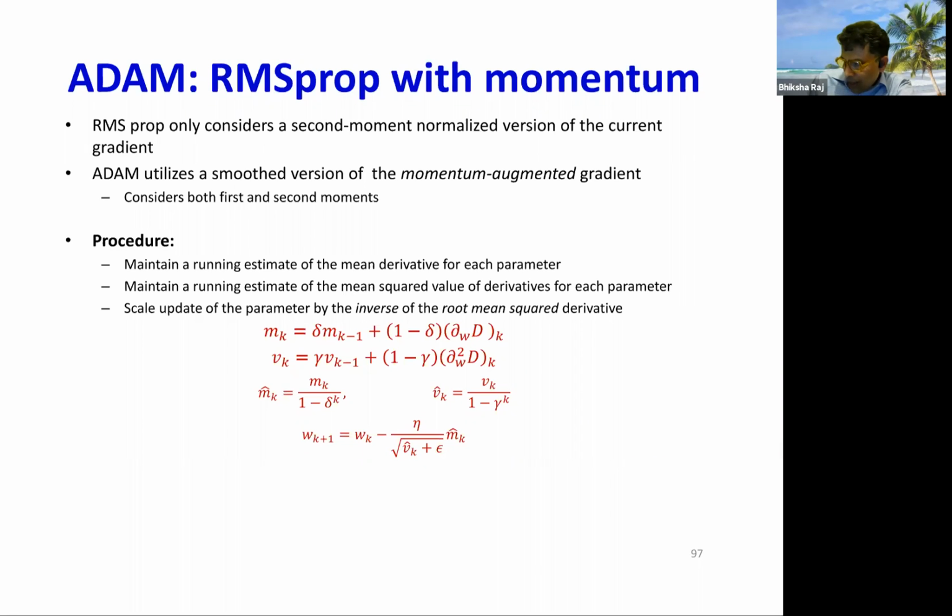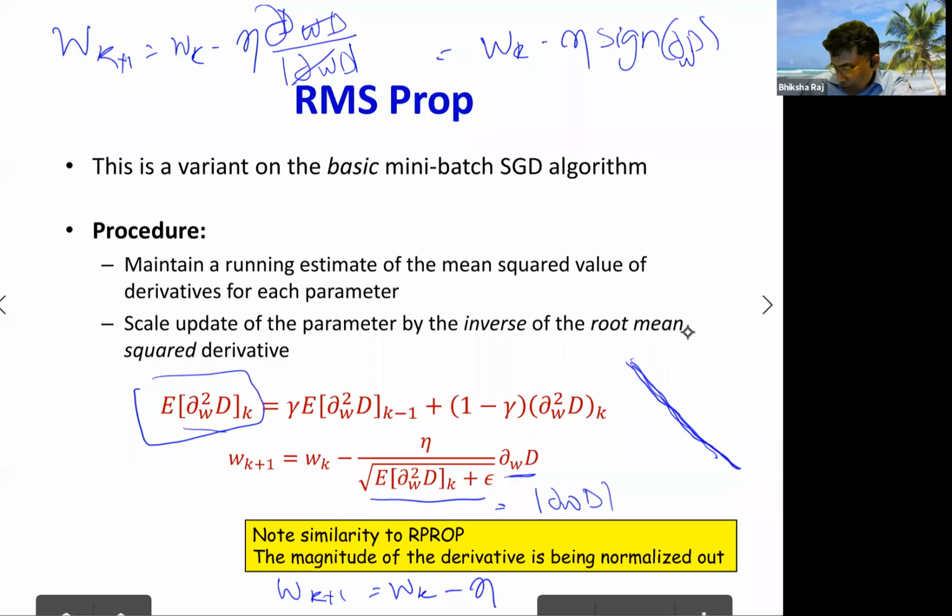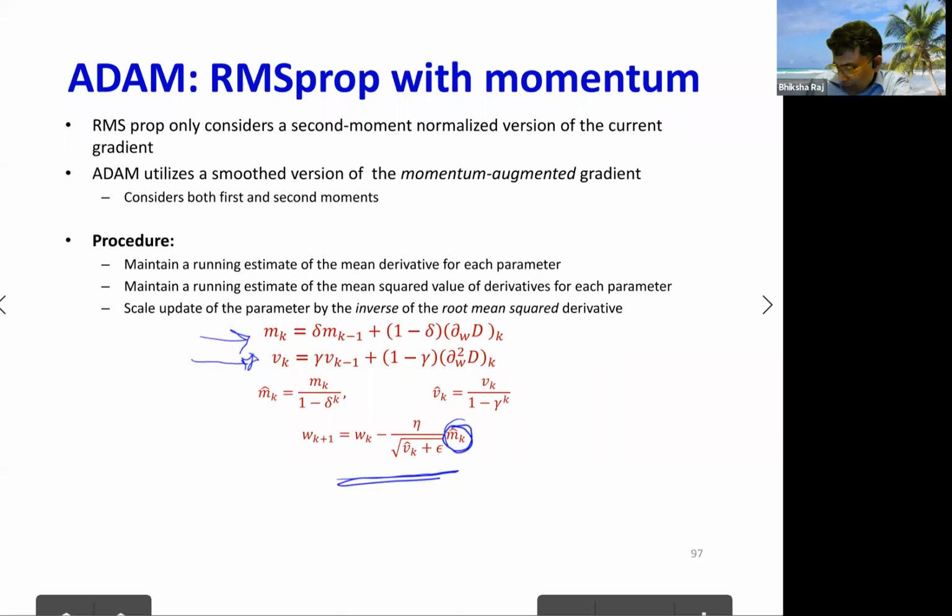So to do so, now you maintain two running averages. First, it maintains a running average of the mean of the derivative for each parameter. But then it also maintains a running average of the mean squared value, just like RMSProp for each parameter. And then the update rule over here is using the running average of the derivative rather than just the instantaneous derivative that RProp was using. So RProp was just using the instantaneous derivative. RMSProp is the same as RProp, except it uses this running average.